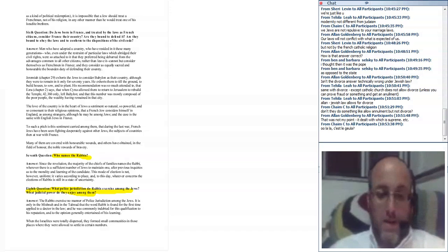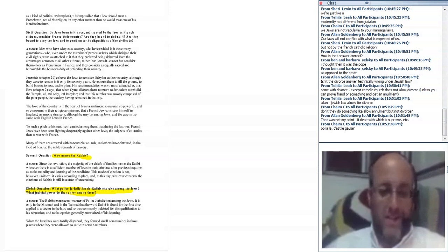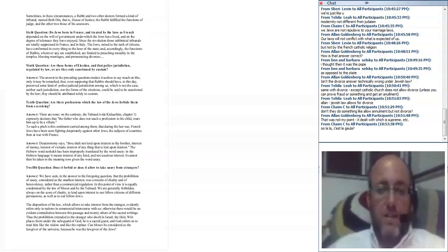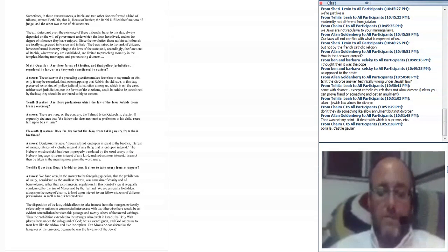But of course, everybody's aware of this question of money lending, for example. Jews lend money at interest to non-Jews, but the Torah forbids Jews to lend money at interest to other Jews.